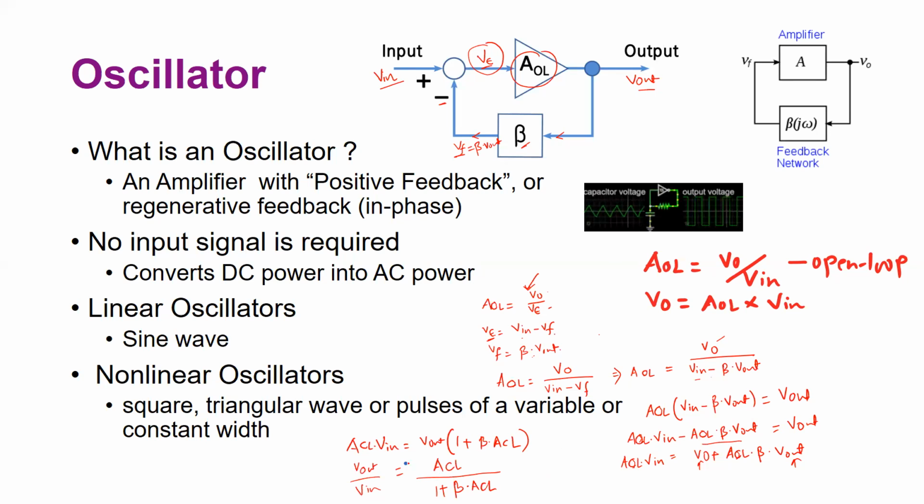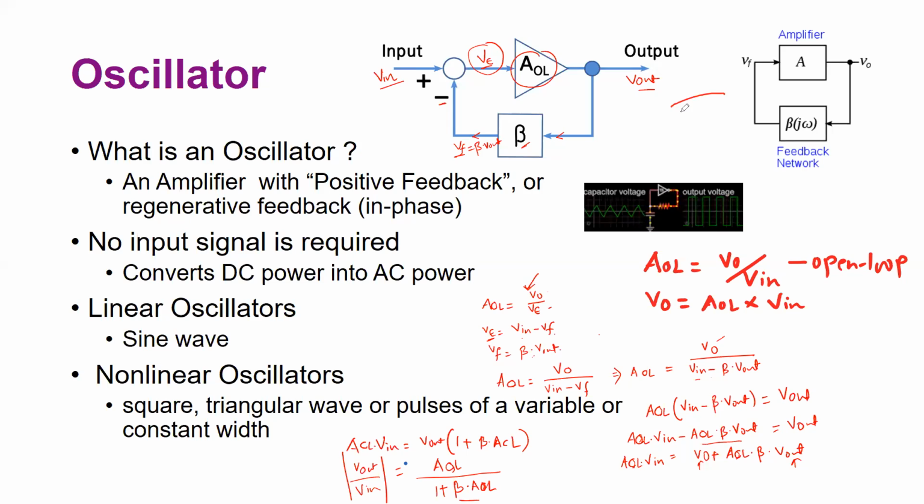So finally you see, if you take the magnitude, it is equal to AOL divided by 1 plus beta AOL. And if your feedback is positive, then this denominator term will become 1 minus beta times AOL. So in the case of oscillator, the circuit will oscillate. Now how is the oscillator going to work, that is the question here.